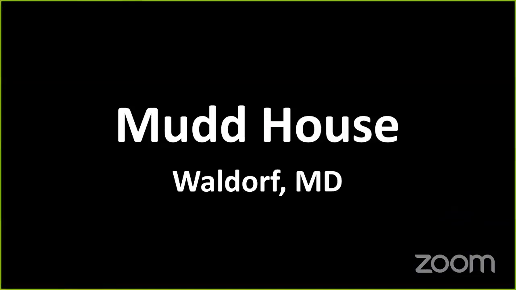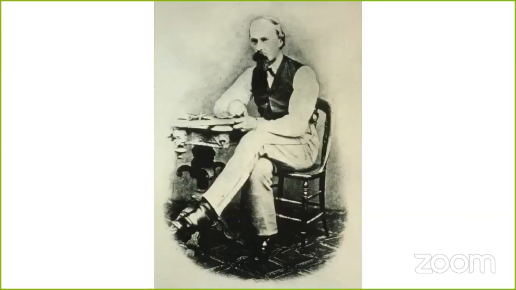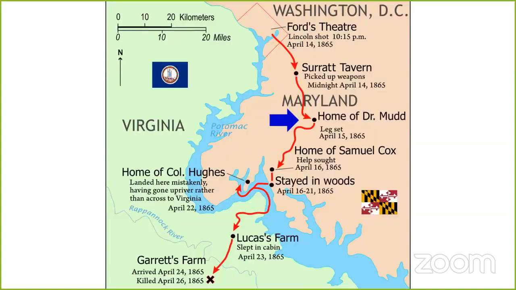Let's see. So let's talk about the Mud House, the infamous Dr. Mudd's house. This is in a place called Waldorf, Maryland. And again, if you don't have time to take the whole entire Booth escape route trip, you could probably do the Surratt House and the Mud House in like half a day if you were pressed for time or couldn't go that far. Here is Dr. Mudd. And there's where they are on the map.